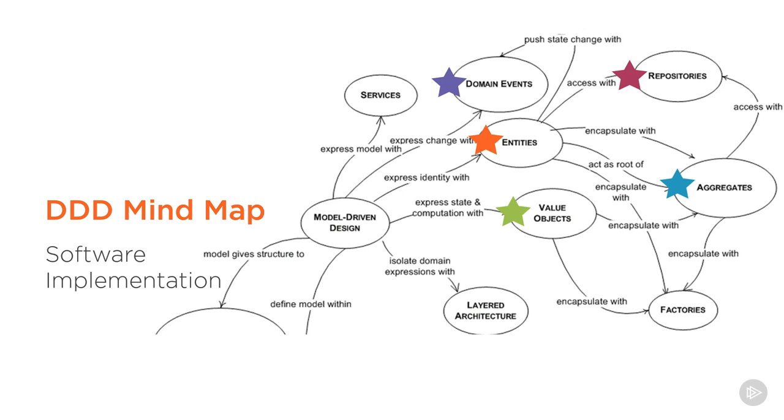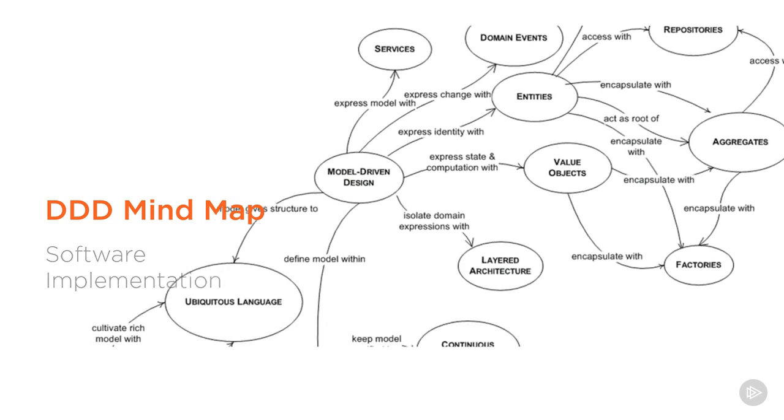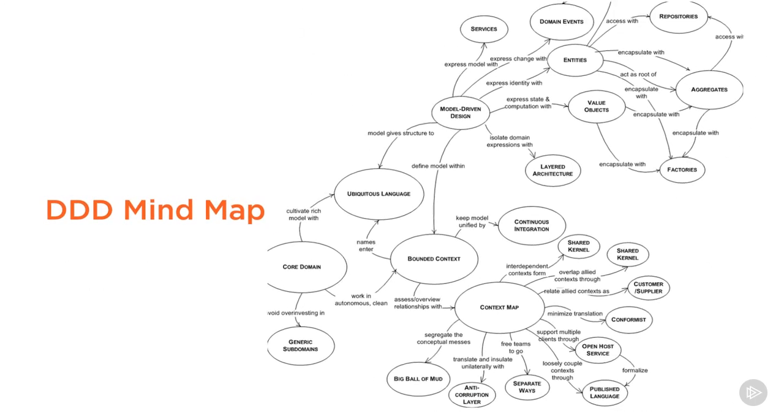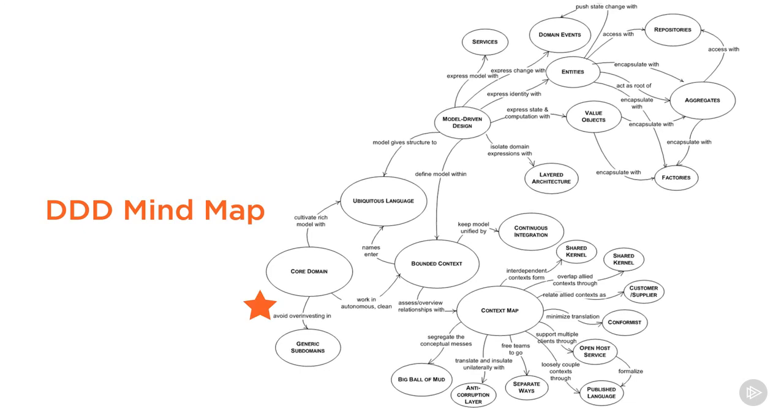In the image, there's more than just these subdomains, however. For example, there's a concept of an anti-corruption layer, which allows subdomains to communicate with one another from behind their boundaries. The model also has notes for each element, such as free teams to go separate ways. This is something that can be accomplished once you've identified the boundaries of each subdomain. Or, avoid overinvesting in generic subdomains. That could be something like a credit card verification service that you could choose to use rather than building yourself.